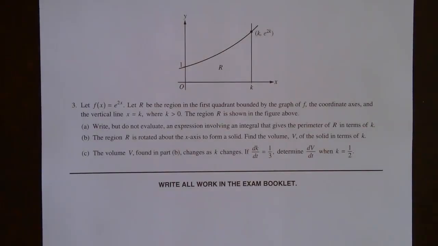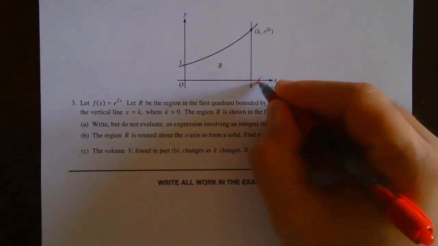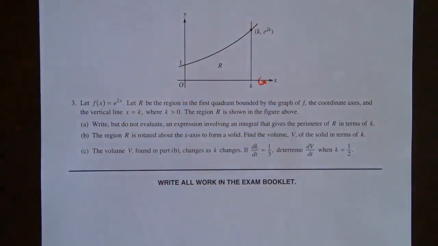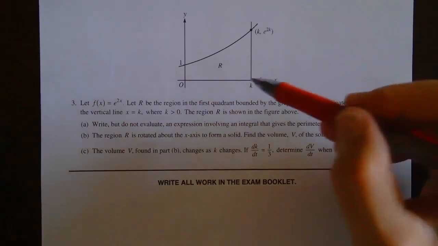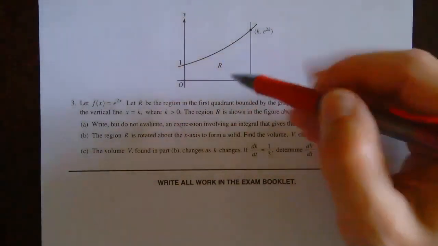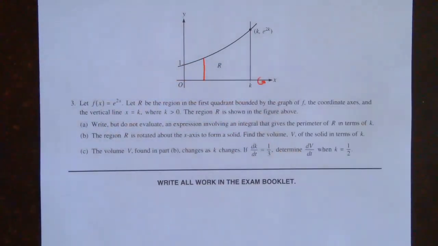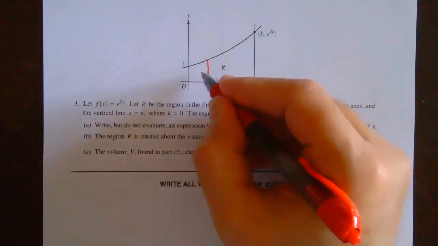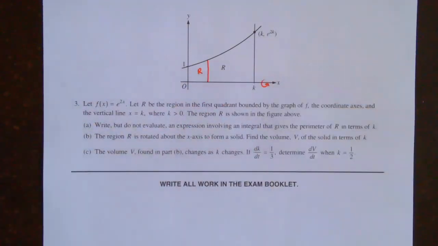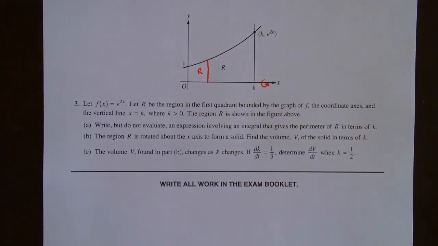So for part B, the region R is rotated about the x-axis to form a solid. Find the volume V of the solid in terms of k, okay? So we're rotating around this x-axis, right? Okay, and there's no gap, so we're going to go all the way to the function. So we're just going to have one radius here, right? So this is going to be a disk method, okay? So that's going to be my radius R, and that would be e to the 2k minus 0. Okay, that'd be my R.